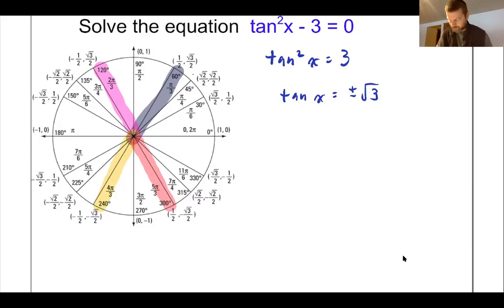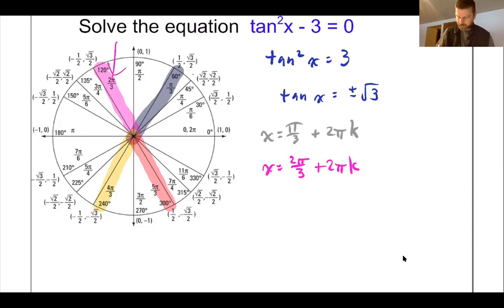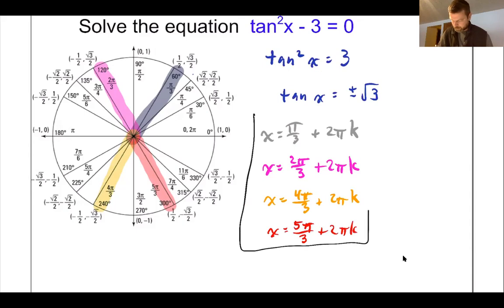I could say I've got an answer at pi over 3 radians plus 2 pi k for all the infinite answers that landed on that one. And then I could say x equals 2 pi over 3 radians plus 2 pi k for all the infinite answers that land there. And I could do the same for the other two. All right, there are all of my answers. That is a completely acceptable way of writing the answers.